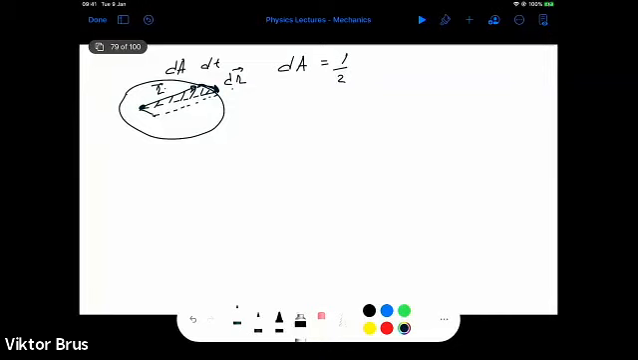Okay. 1 divided by 2. And it will be radius vector. Why it didn't stop?